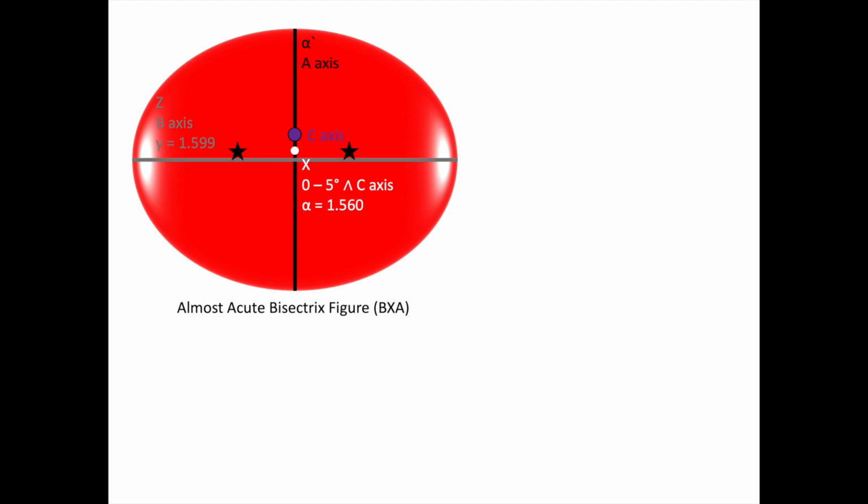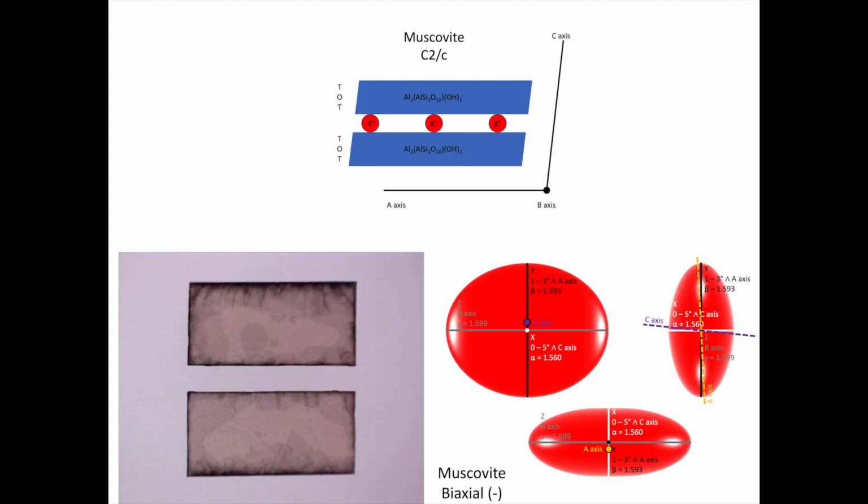We've reviewed the chemistry and structure of our muscovite, along with a bit of the crystallography and the theory behind our optical properties. Now let's examine our oriented muscovite plates with a polariscope and see if we can use some of our optical properties to help us fully understand the crystallographic orientation of these plates.